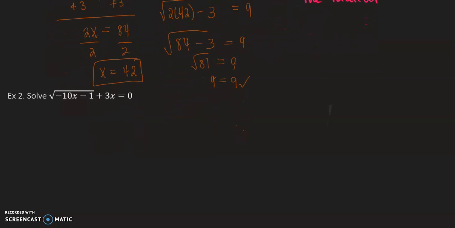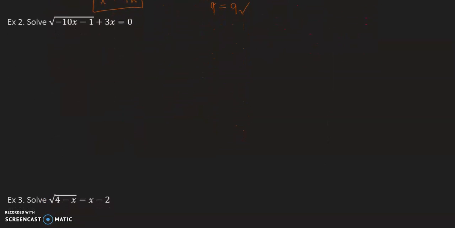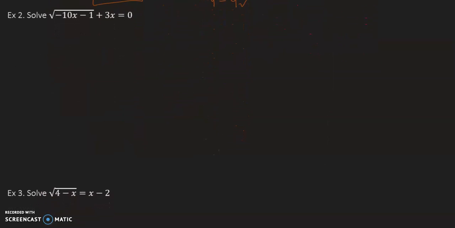Alright, so this next one, remember your goal is to isolate the radical. In this case, it's not by itself on one side of the equation. So I'm going to go ahead and subtract 3x from both sides. And then you're going to get the square root of negative 10x minus 1 equals negative 3x.